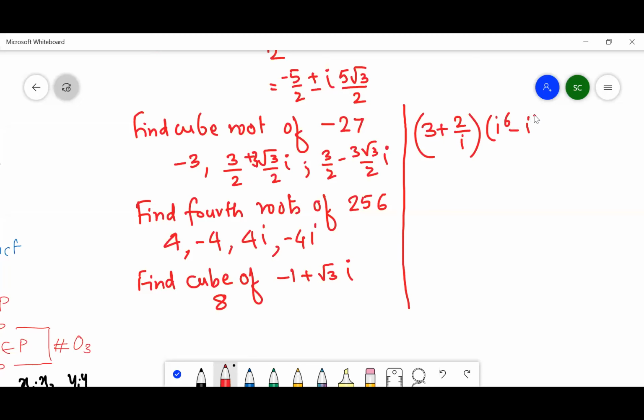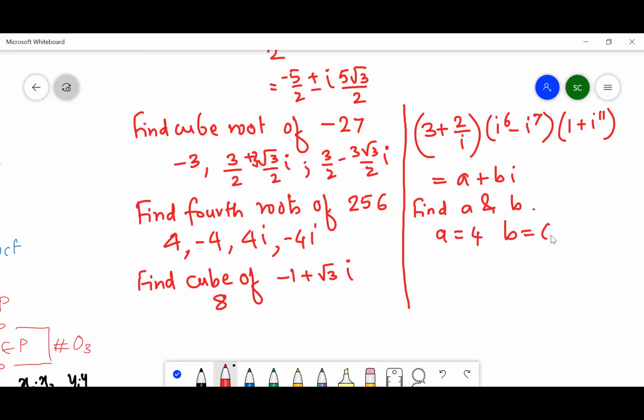minus i raised to 7, into 1 plus i raised to 11, is equal to a plus bi. Find a and b. This is 4 plus 6i. A is equal to 4, b is equal to 6.